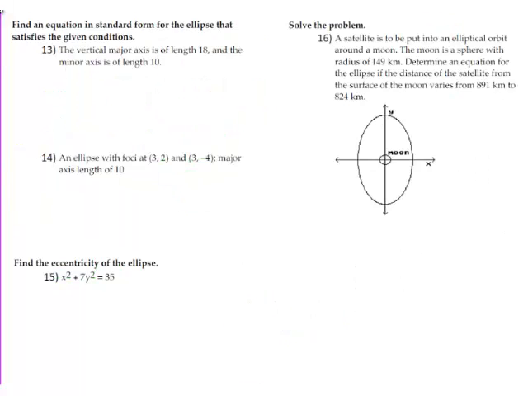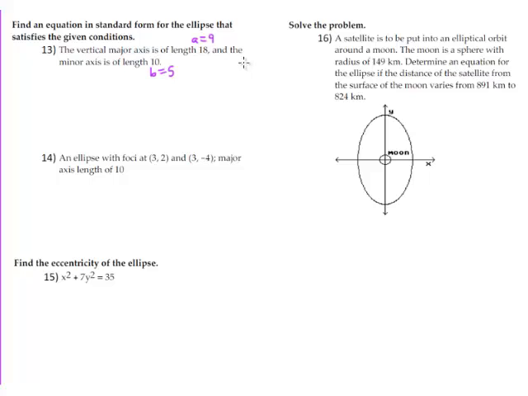Alright, on 13, they are asking us to find the equation in standard form for the ellipse that satisfies the given equation. On this first one, the vertical major axis is of length 18, and since it's a major axis, A is half as much as that, so A is 9. The minor axis length is 10, so B is 5.